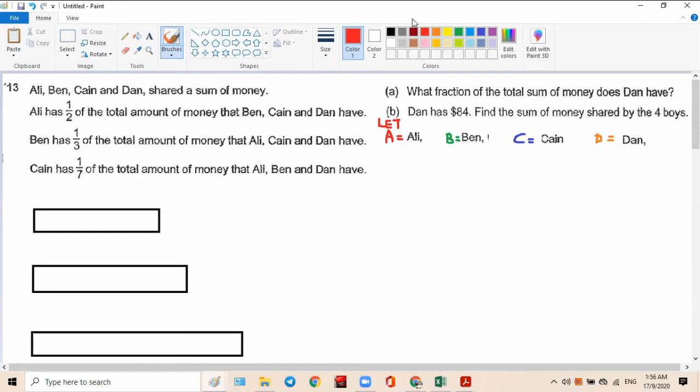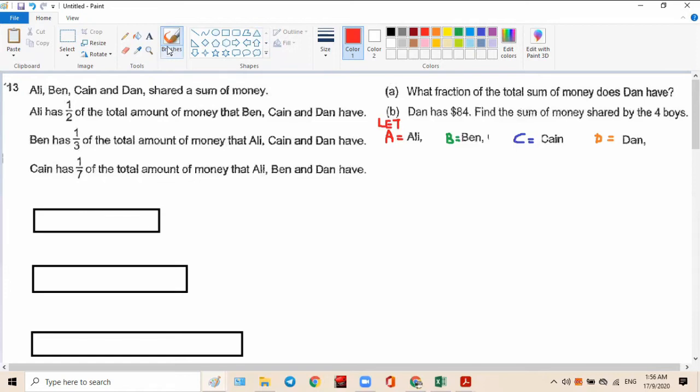And having too many opponents, like in Ali, let it be called A, Ben called B, C called Cain, D called Dan. We'll try to eliminate the opponent. Like in a war, you don't fight too many opponents at one go. You weaken yourself. So the trick is to try to deal with as minimum opponent as possible at any one time. Okay, having said that, let's see how we can do this problem.